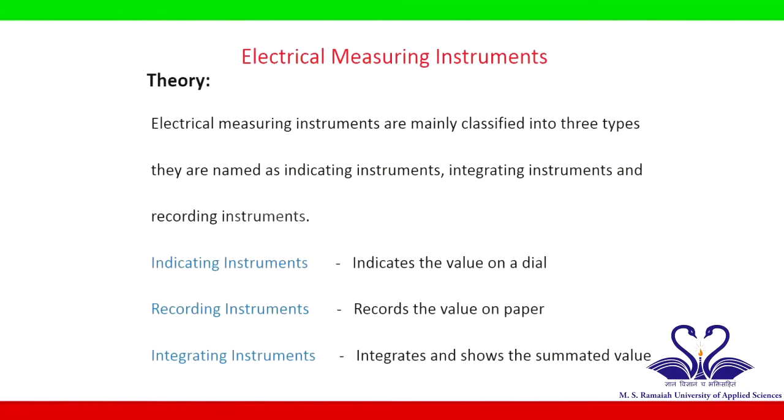Electrical measuring instruments are mainly classified into three types. They are named as indicating instruments, integrating instruments and recording instruments. Indicating instruments indicate the value on a dial. For example, voltmeter, ammeter, etc. Recording instruments record the value on a paper. For example, ECG, which measures heartbeat. Integrating instruments integrate and show the summated value. For example, energy meter, etc.